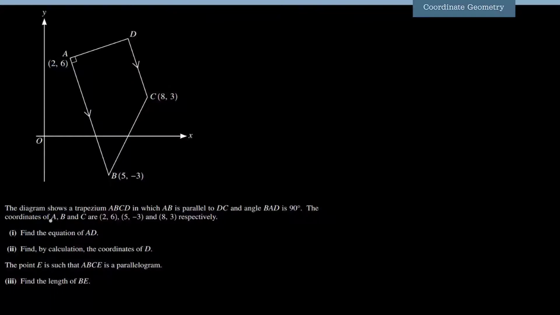And the coordinates of A, B, and C are (2, 6), (5, -3), and (8, 3). In the first part of the question, I need to find the equation of the line AD. So I need to find the equation of this line. To find the equation of the line, I'm going to use the formula y minus y1 is equal to m times x minus x1.